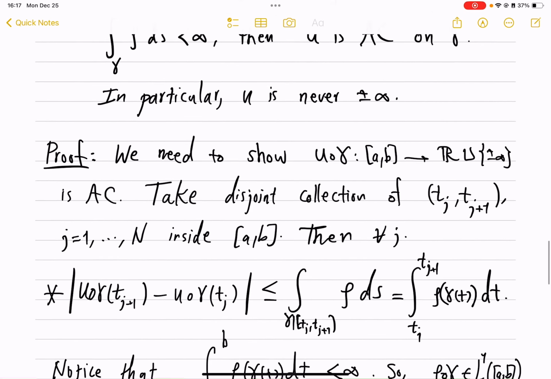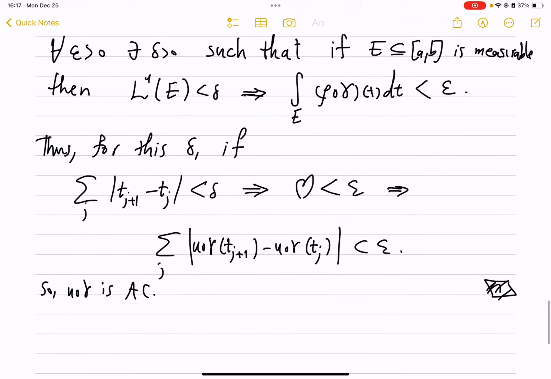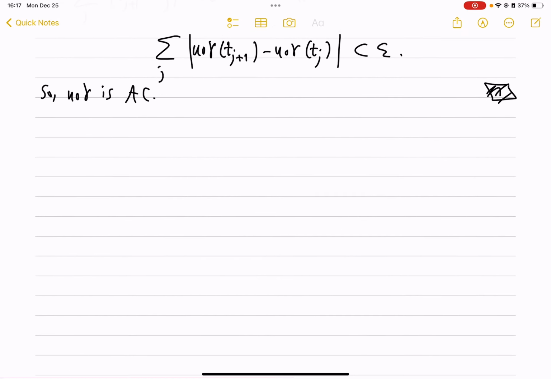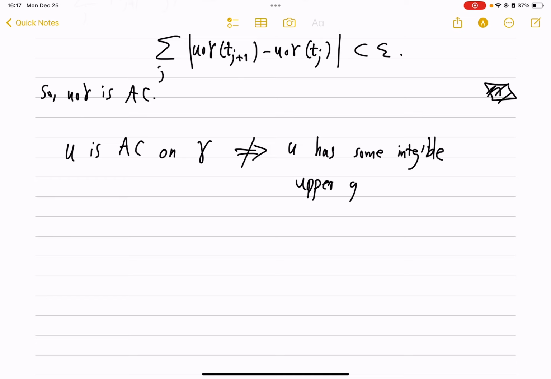In my next video, which will be a bonus video, I will discuss this subtle issue of can you go backward? So if u is AC on gamma, does that imply that u has some integrable upper gradient along gamma? And after that, I will continue with discussion of upper gradients, not along one curve, but in general on the whole space.